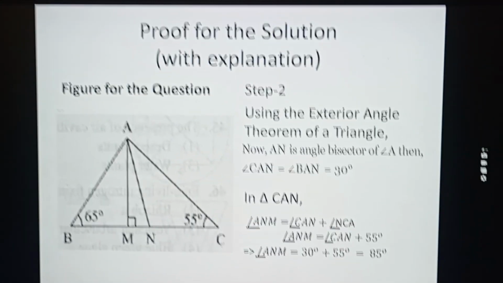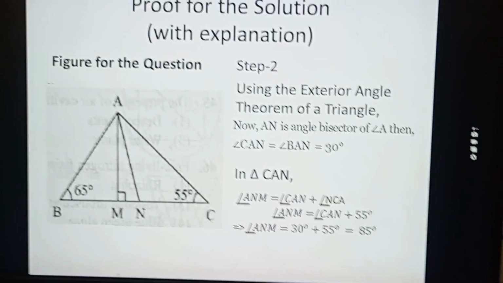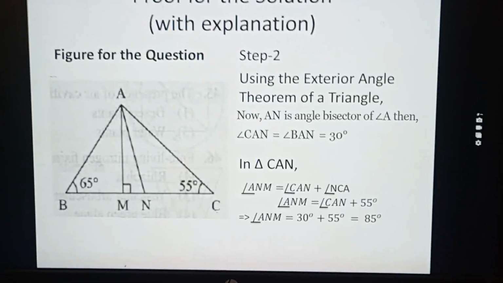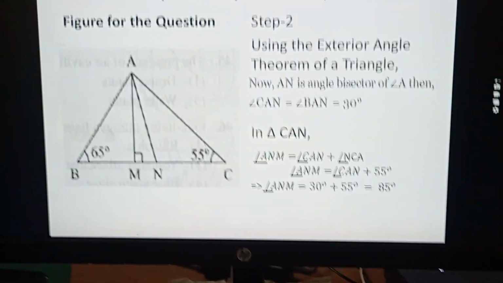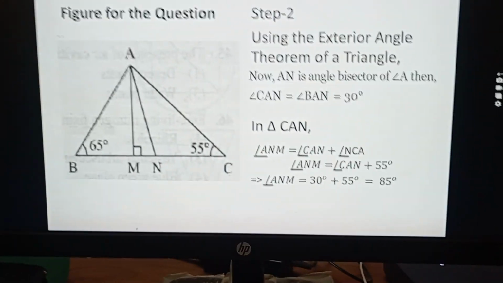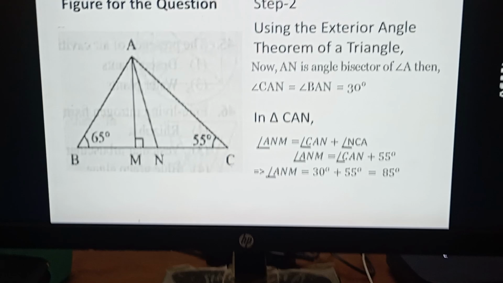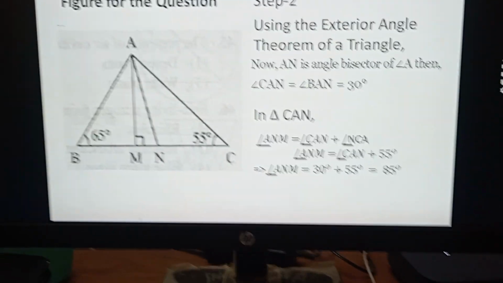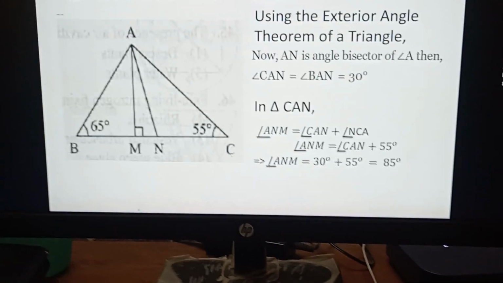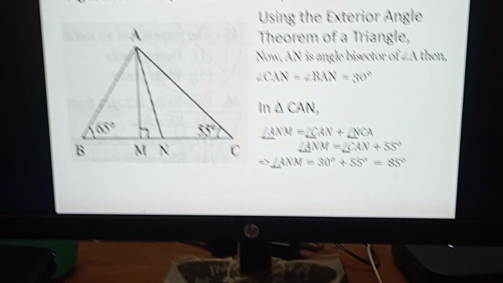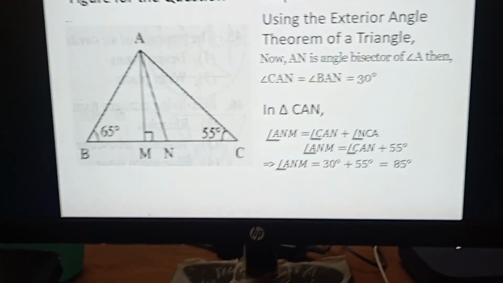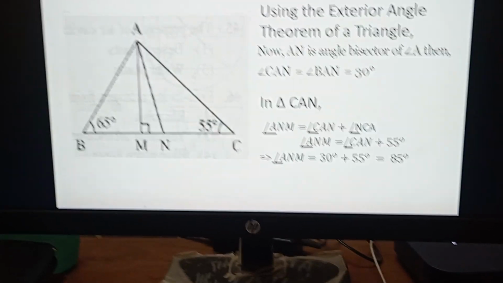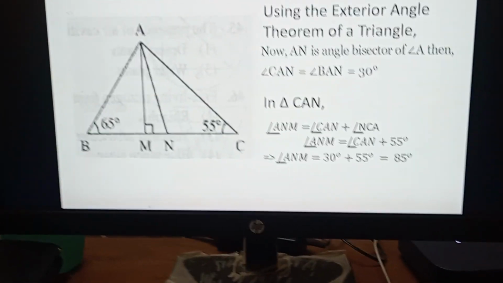The second step, step 2, using the exterior angle theorem. So here we use the concept of the exterior angle theorem of a triangle. Now AN is the angle bisector of angle A. It is given in the question itself that AN is the angle bisector of angle A. Then we can say that angle CAN is equal to angle BAN, which is equal to half of angle A, half of 60 degrees, that is 30 degrees.